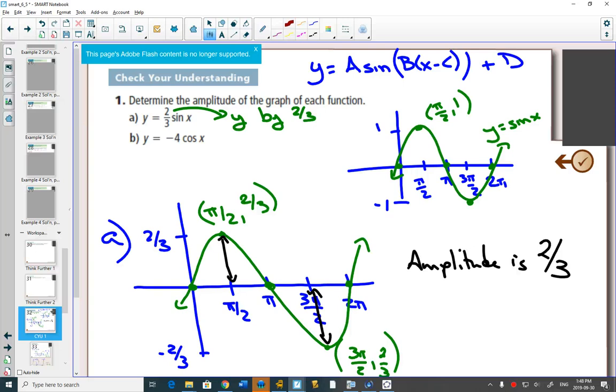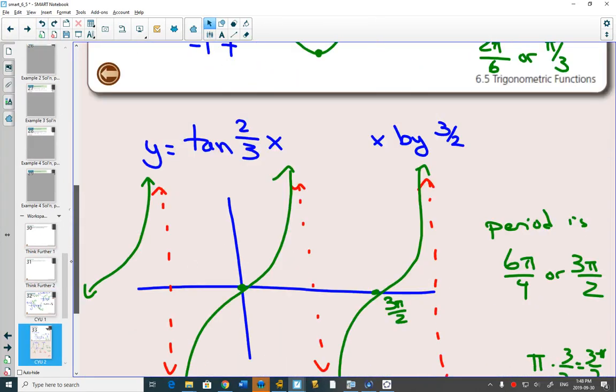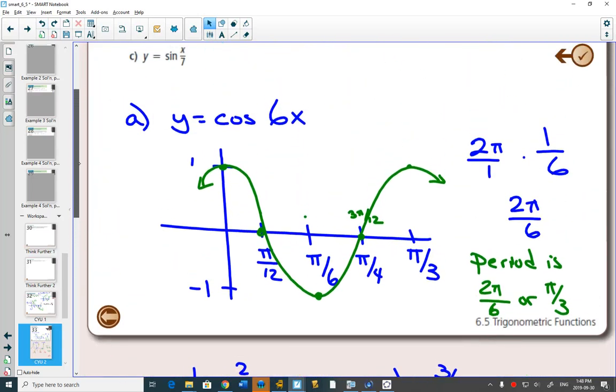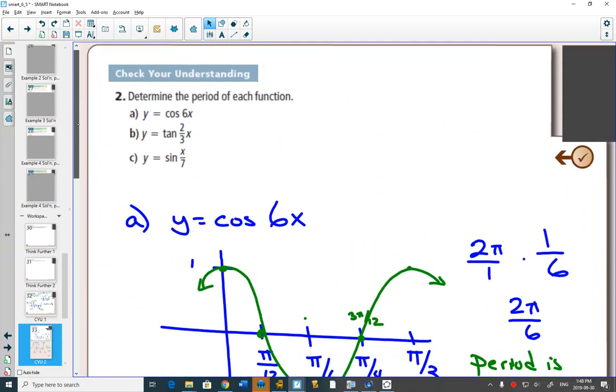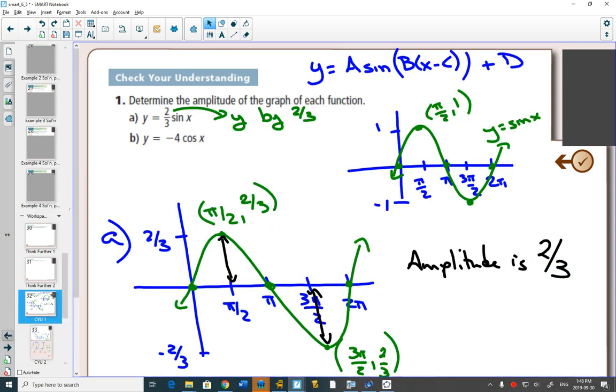In part B, whoops, sorry, there we go. No, that's not where I wanted to go. There we go, part A.